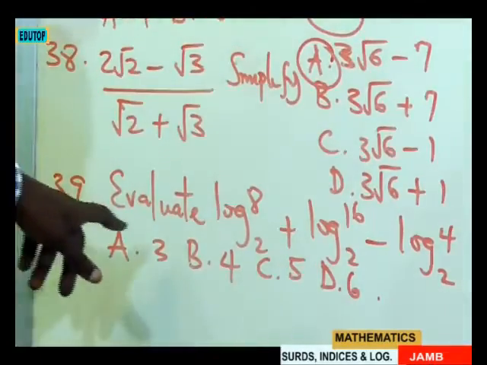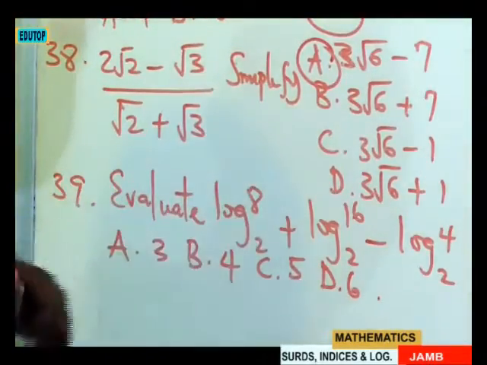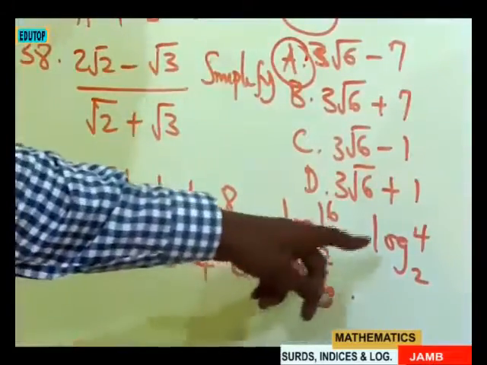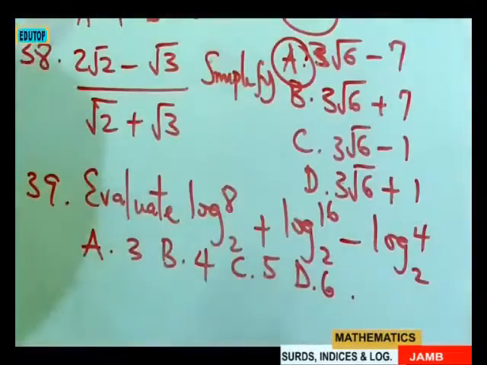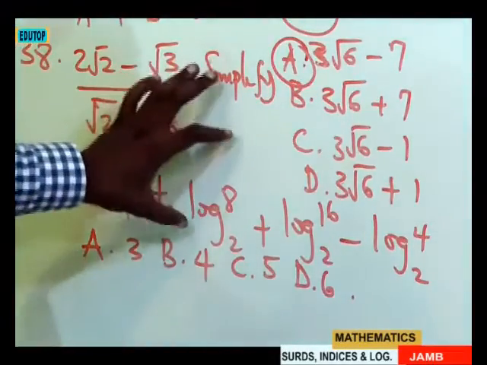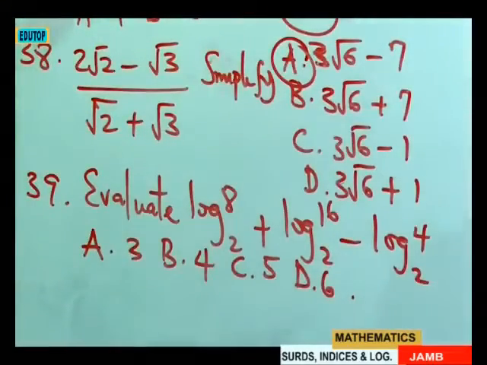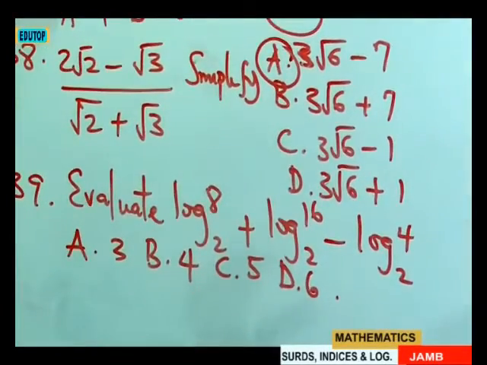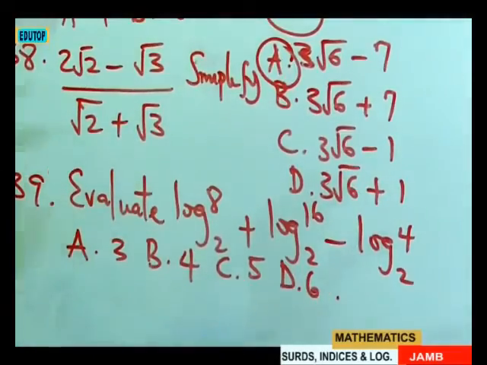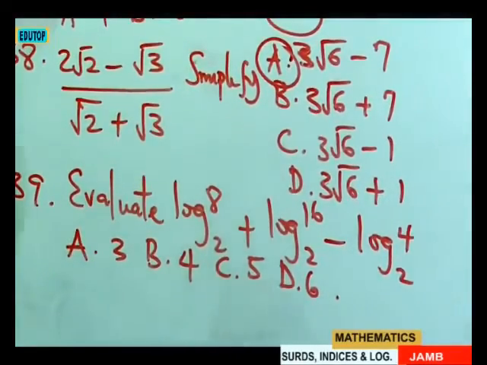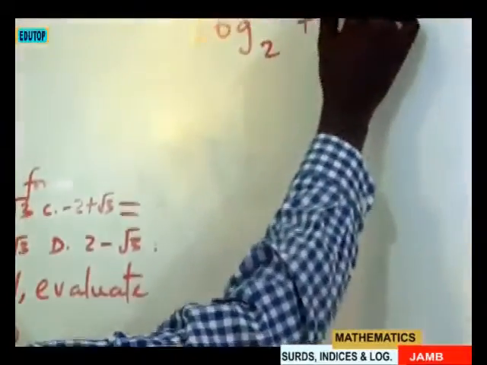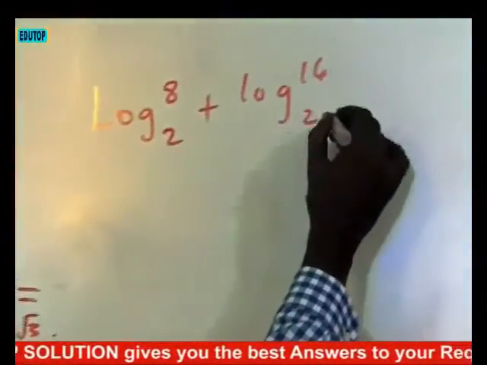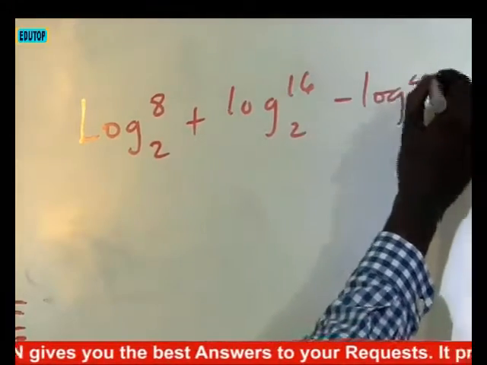The 39th question says: evaluate log 8 base 2 plus log 16 base 2 minus log 4 base 2. You can see that this one is the simplest of all cases, but if you are not very careful, you might still end up getting it all wrong. When you look at that question closely, everything there is written to base 2. In that manner, you have log 8 base 2 plus log 16 base 2 minus log 4 base 2.